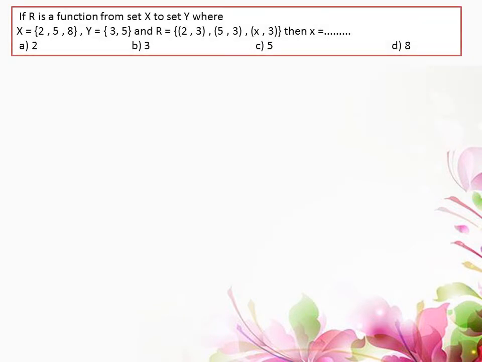Another example. If R is a function from x to y, where x equals {2, 5, 8} and y equals {3, 5}, and R equals {(2, ...), (5, ...), (x, ...)}, the first projection must be from the set x. We saw 2, 5, so the third ordered pair will be 8 with anything in y, but the important thing is the elements of x. So 2, 5, the remaining is 8.